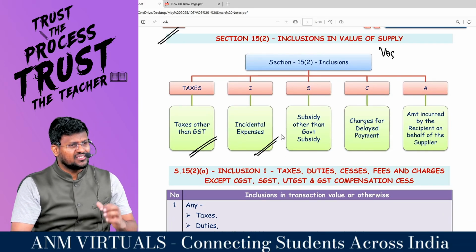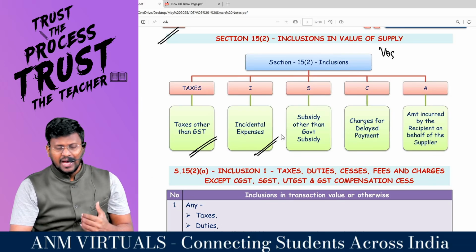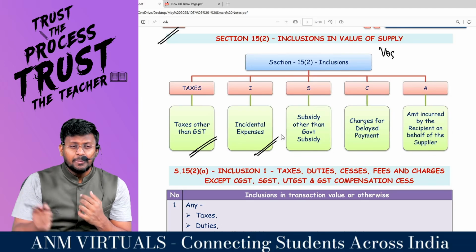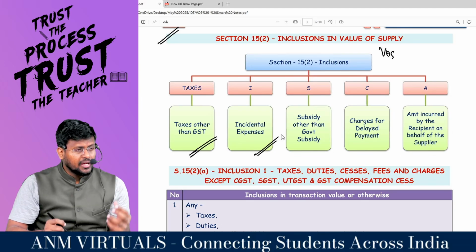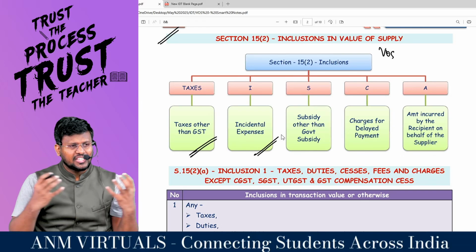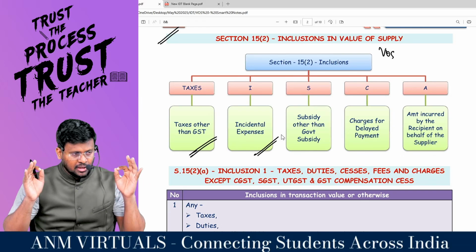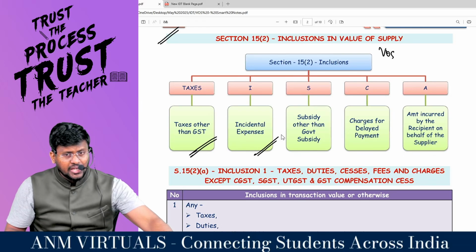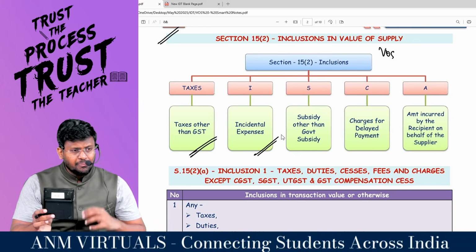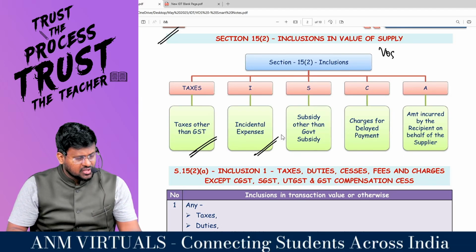Next one is incidental expenses, the related expenses for the supply. For example, when I am supplying as a supplier, I may incur transportation charges, packing charges, insurance expenses, the related expenses for the supply. These are called incidental expenses. So, I am not only incurring expenses for the supply of goods or services or both, I am incurring some extra expenses also when I am supplying goods or services or both.